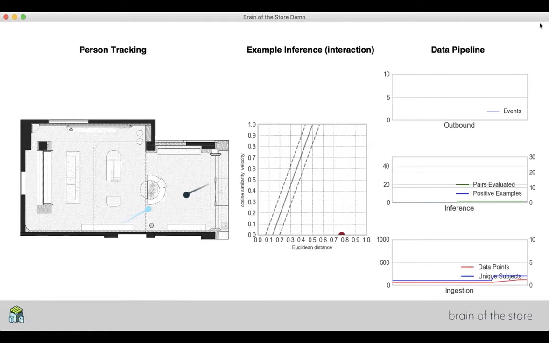Since they're moving towards each other, their velocities are exactly opposite, and you'll notice that they register as 0 on that cosine similarity. The red dot down there at the bottom right shows that the system is not classifying this as an interaction.